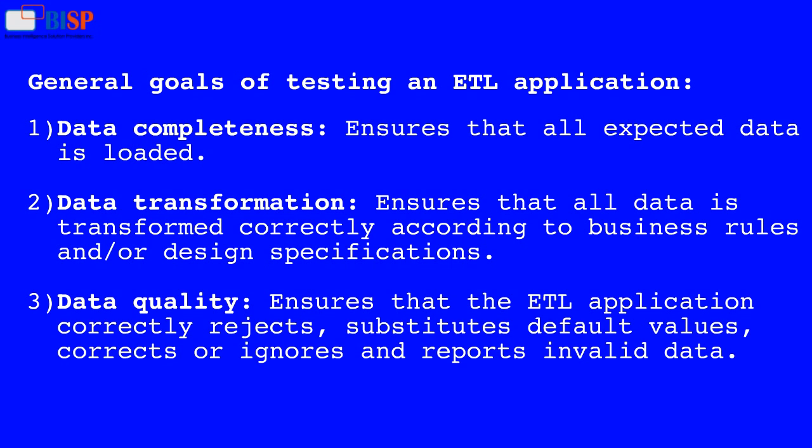1. Data completeness ensures that all expected data is loaded. 2. Data transformation ensures that all data is transformed correctly according to business rules and/or design specifications. 3. Data quality ensures that the ETL application correctly rejects, substitutes default values, corrects or ignores and reports invalid data.